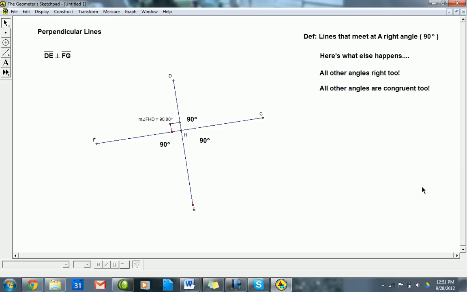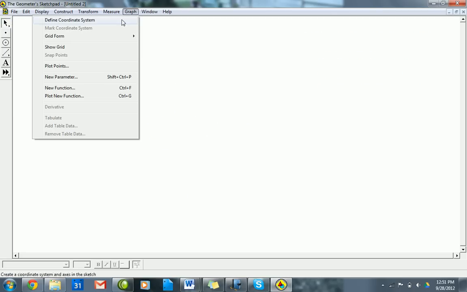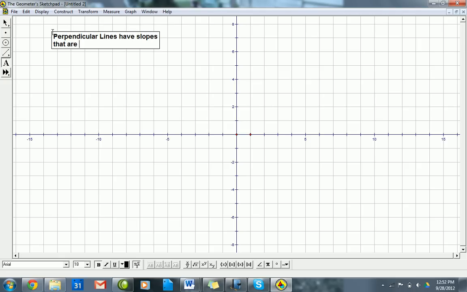Here's a little different way of looking at perpendicular lines, and we're going to get a little coordinate plane action going on here. On the Cartesian or coordinate plane, perpendicular lines have slopes that are opposite, so if one's positive, one's negative, and reciprocals, 1 over.